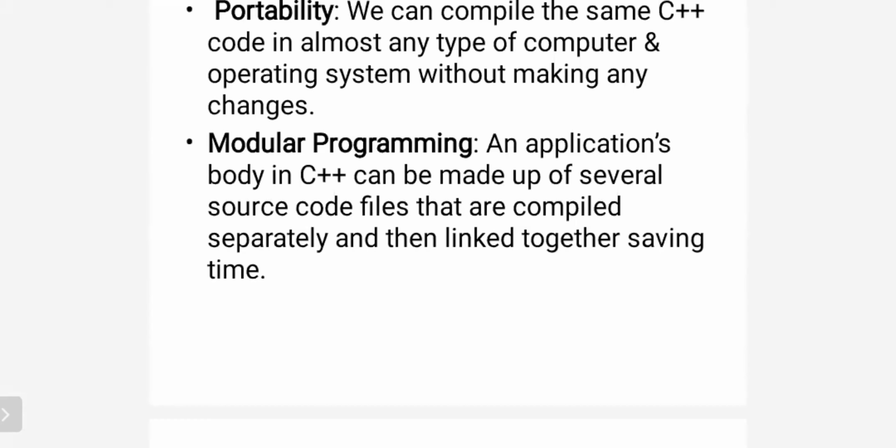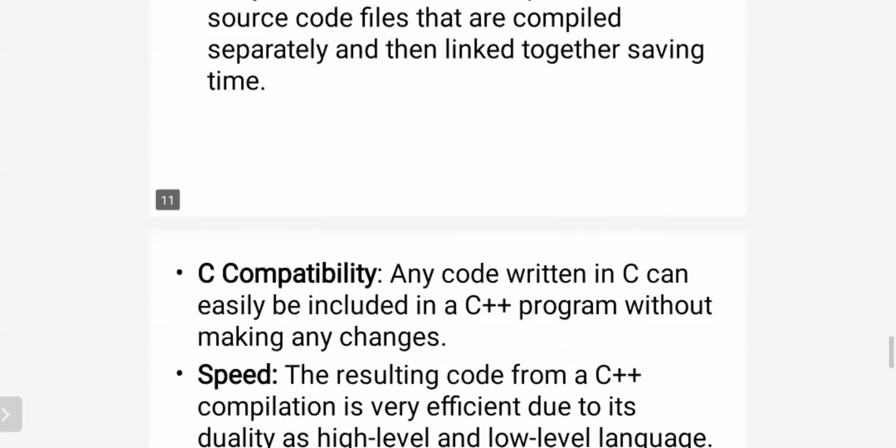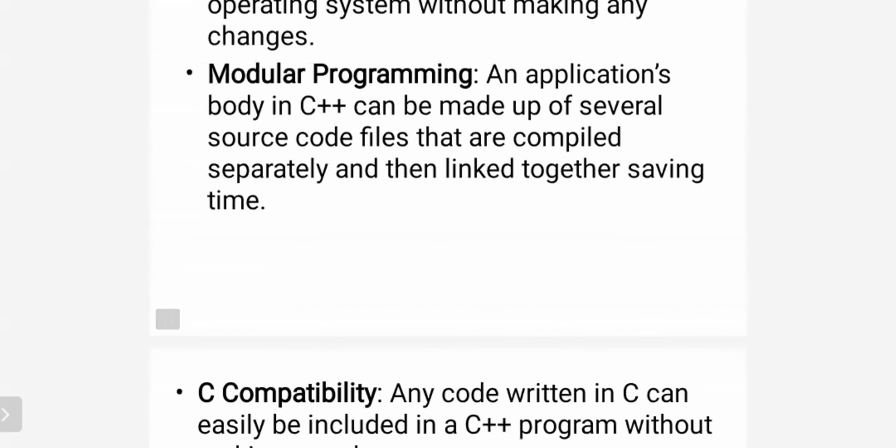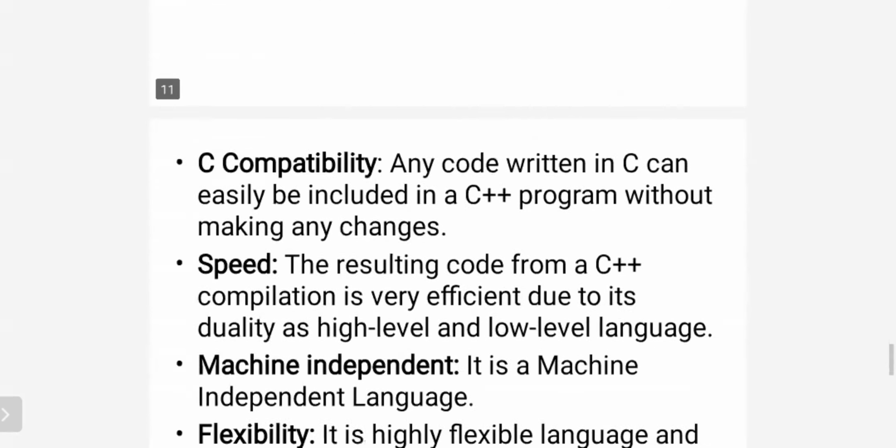So the modular programming concept is also available in the C++ programming language, because we divide our program into a number of modules. All the modules are implemented separately and compiled separately. Finally, we combine all the modules together, saving compiler time and user development time. So the C++ language supports modular programming.